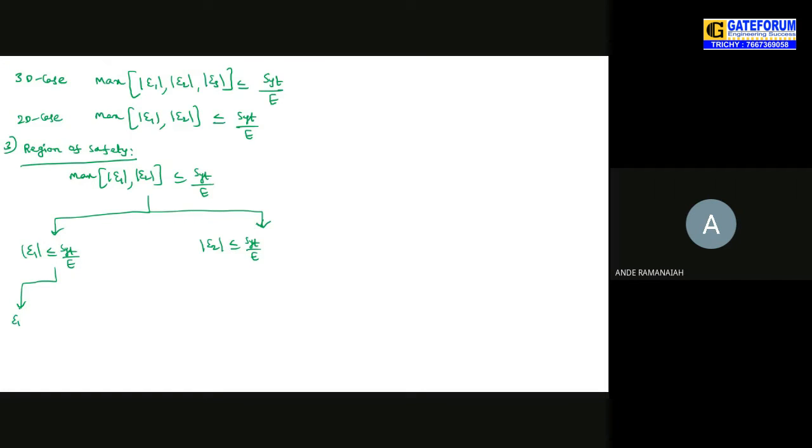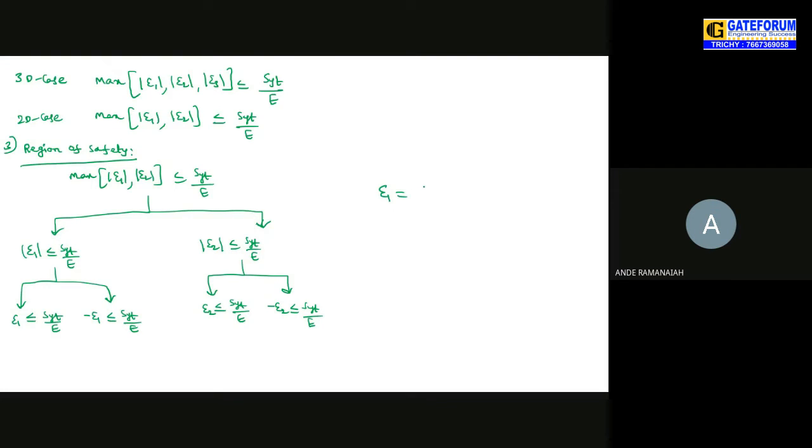I'll write it like this. Epsilon 1 should be less than or equal to SYT by E, and the second one, minus epsilon 1 should be less than or equal to SYT by capital E. Similarly, epsilon 2 should be less than or equal to SYT by E, and minus epsilon 2 should be less than or equal to SYT by E. Now I will write what epsilon 1 is.